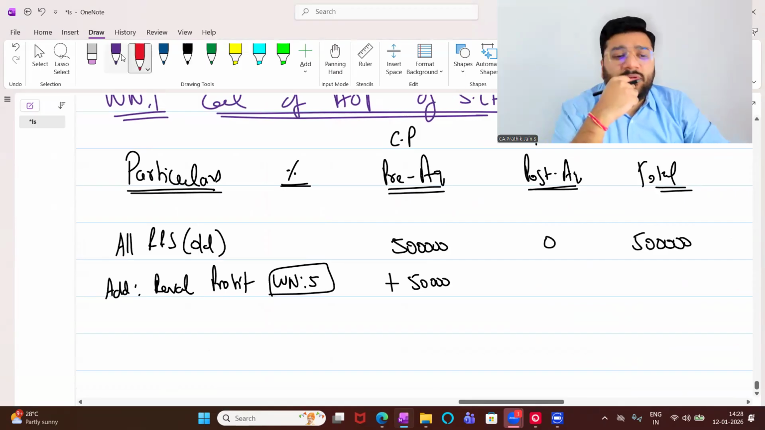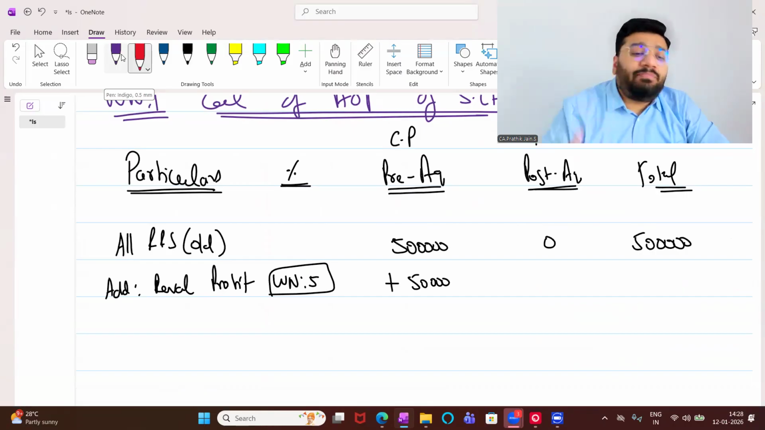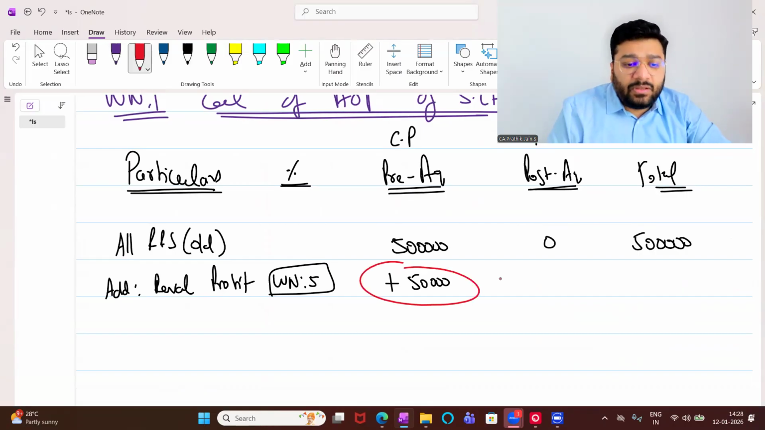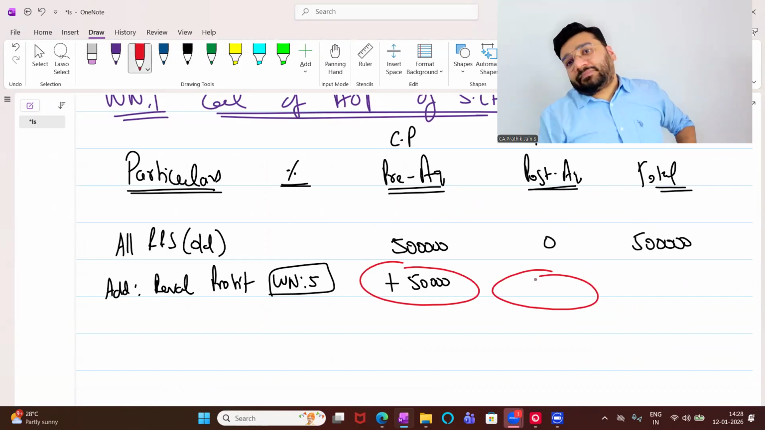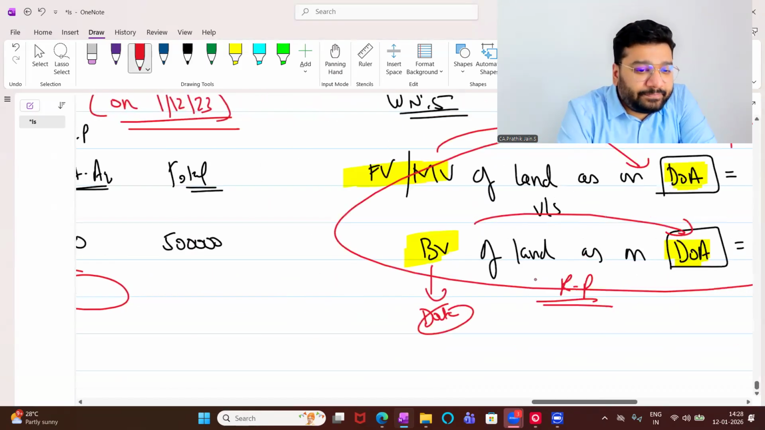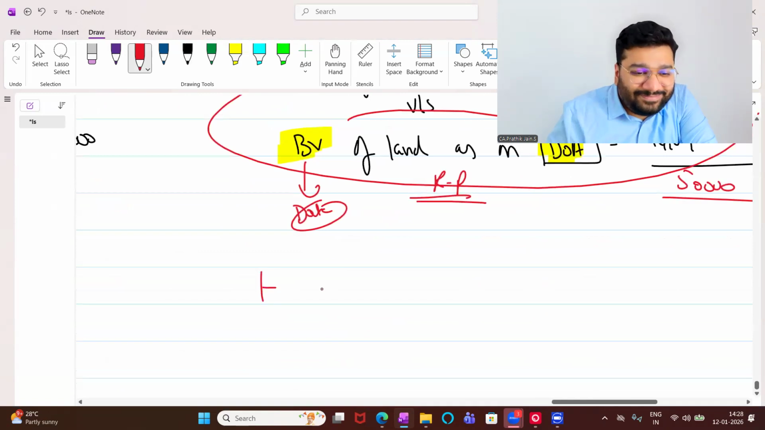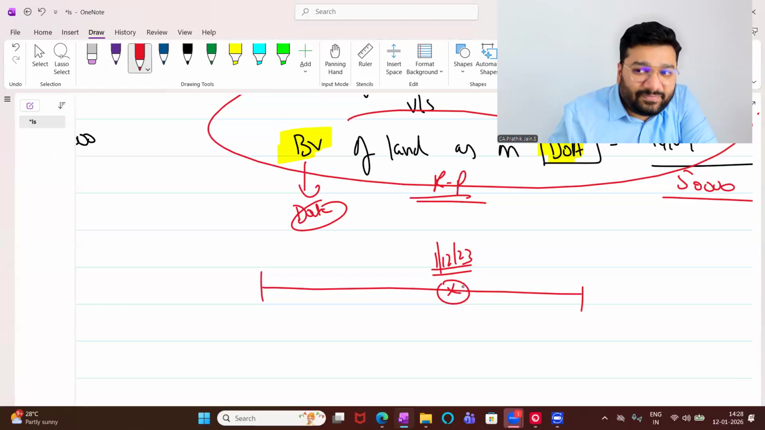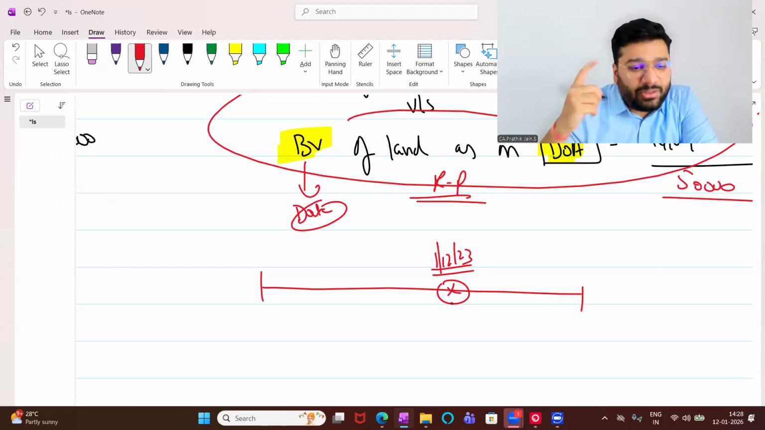Now, my question to all of you: 50,000 rupees revaluation profit. Should I add it to the pre-acquisition profit or to the post? Pre or post? Think and respond. You said if it is on or after the date of acquisition it is post, and if it is before the date of acquisition it is pre. Forget that on or after. There's no on, no after. Very good. She got the point.